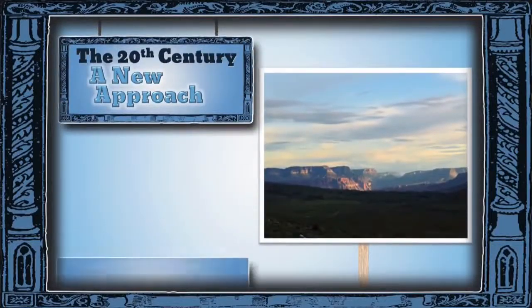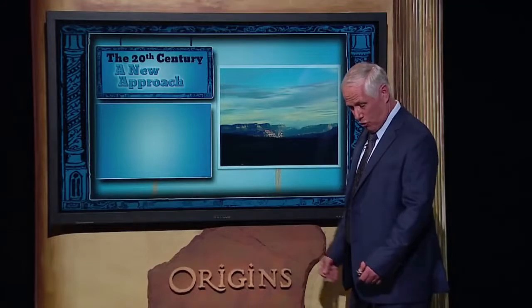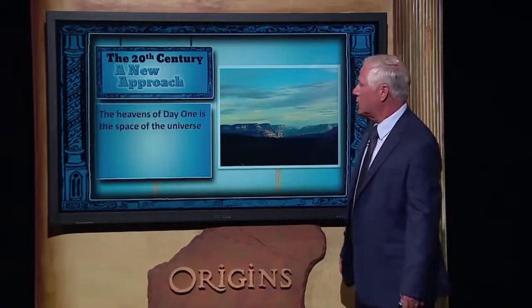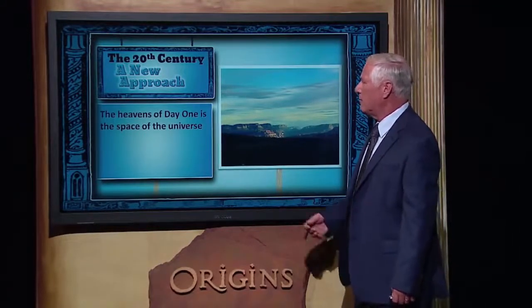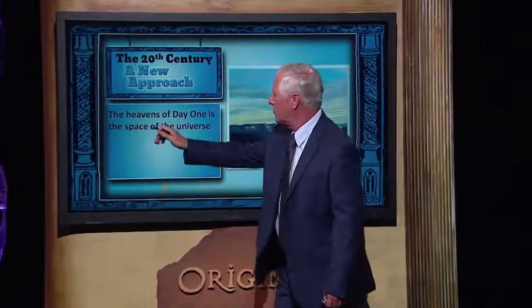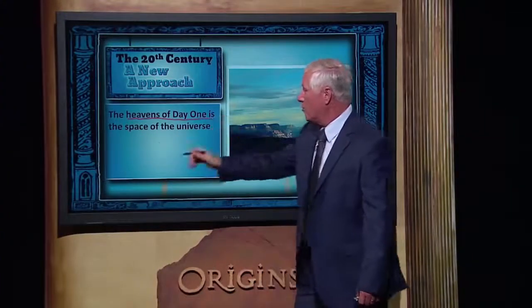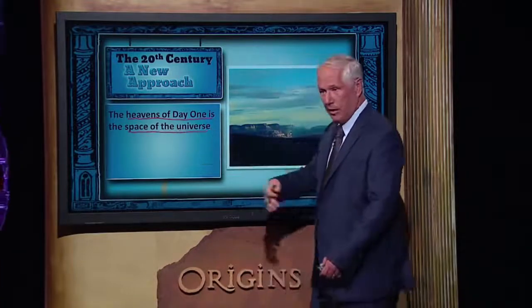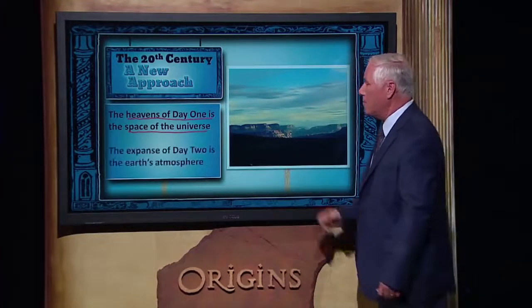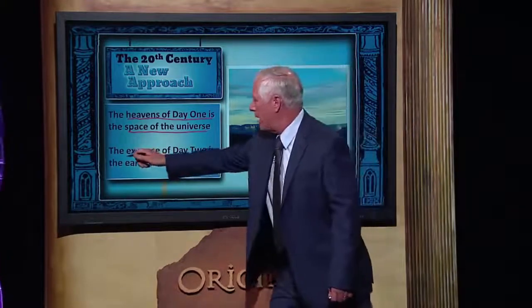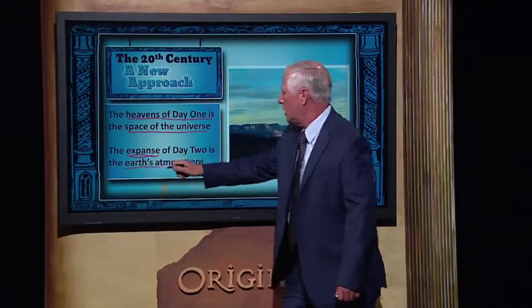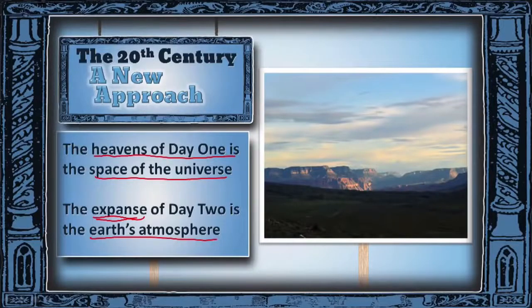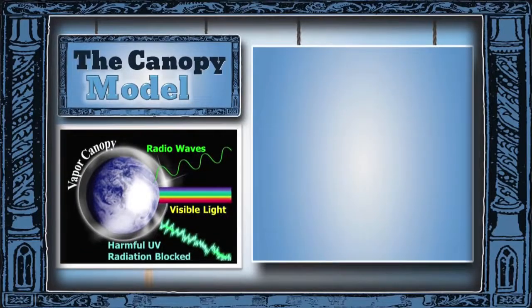The 20th century brought a new approach. People then rejected all of that. We ran into trouble. So what we did is this became common to believe in the 20th century: that the heavens of day one, the creation of verse 1, was the creation of the space of the universe. And that was my thinking for a very long time. But then the idea became that the expanse of day 2 wasn't space, but was merely the Earth's atmosphere. And that was a whole new replacement we had. And I think we need to spend a little bit of time talking about how that led us astray at some point. So, this led to what we call the canopy model.